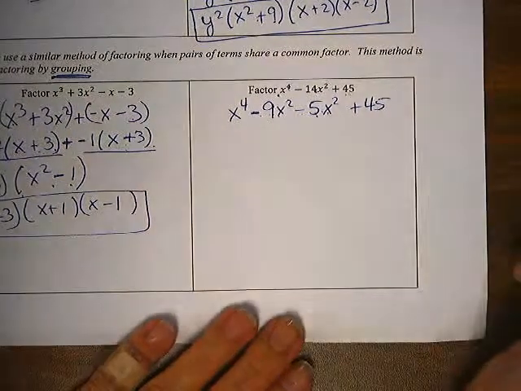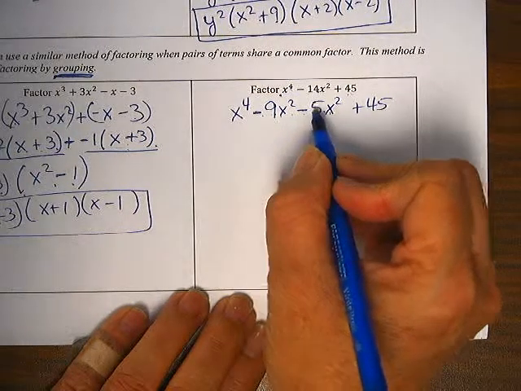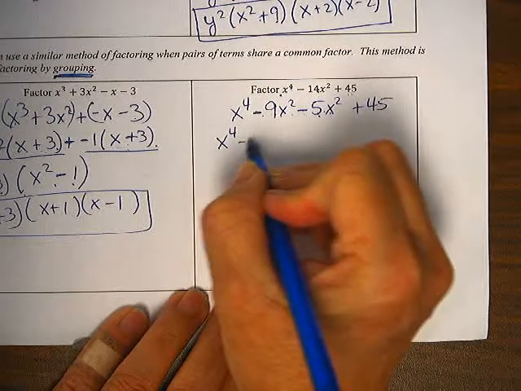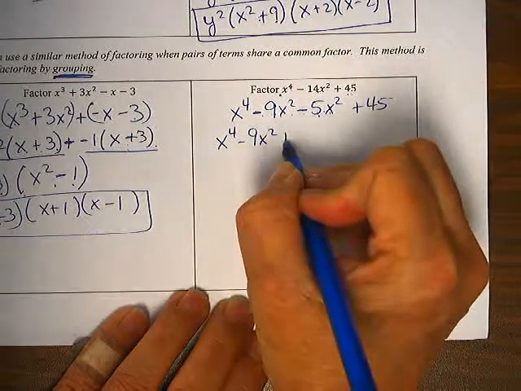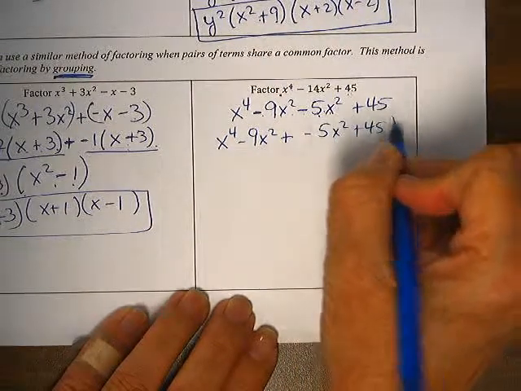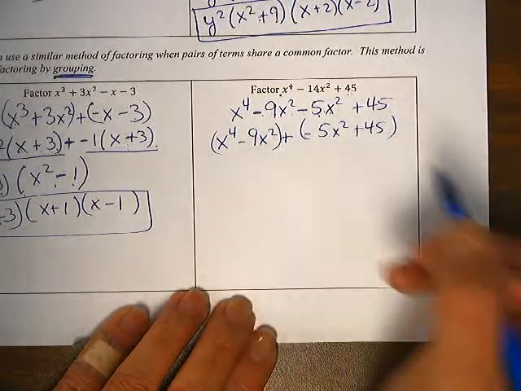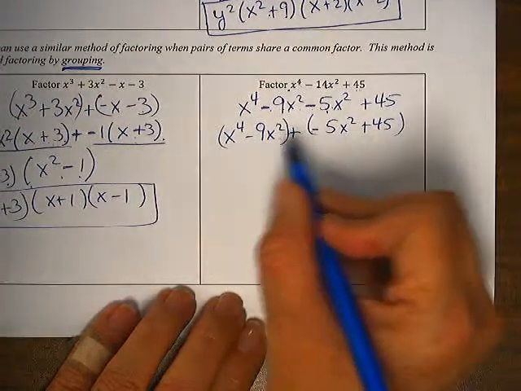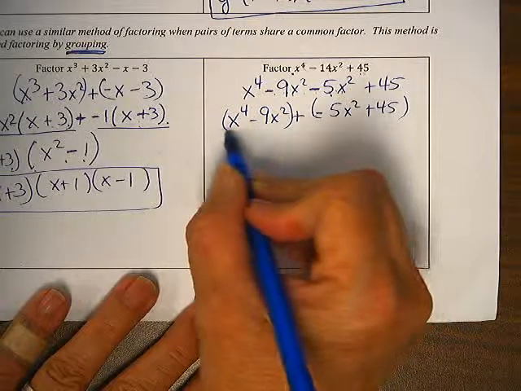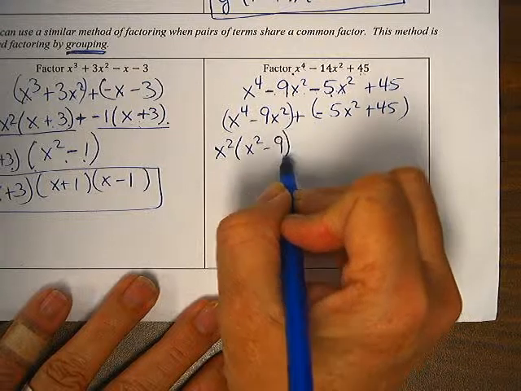Okay, so now that we have that, I'm going to rewrite it again, and instead of this minus sign, I'm going to put plus a negative. So it's going to be x to the 4th minus 9x squared plus a negative 5x squared plus 45. And again, it's simply so I can put parentheses and still have a sign between the two parentheses. And now I'm going to look at each group and see what can I factor out of it. In this first one, we can factor out an x squared, and we're left with x squared minus 9 inside your parentheses.